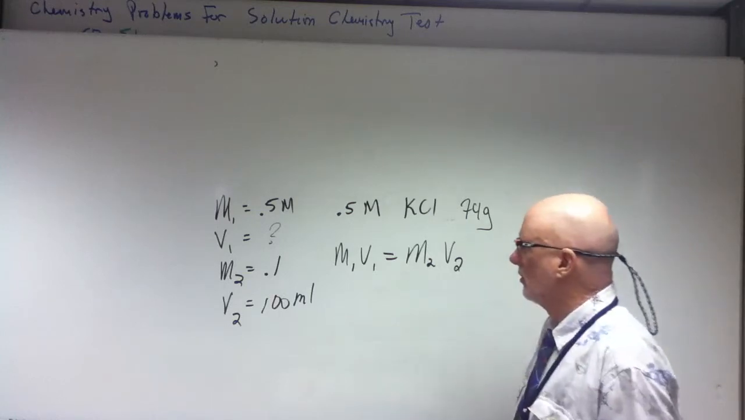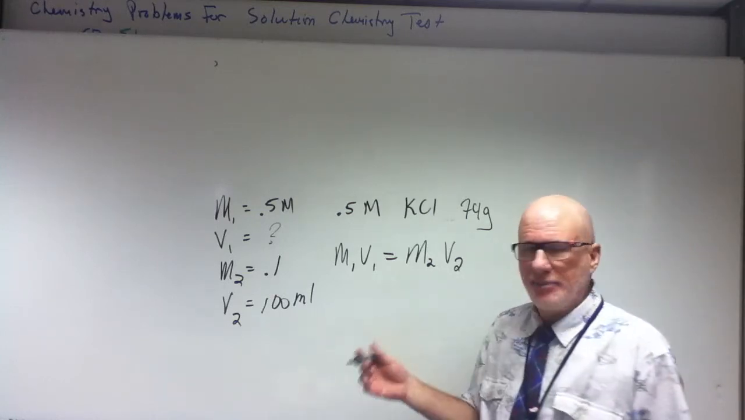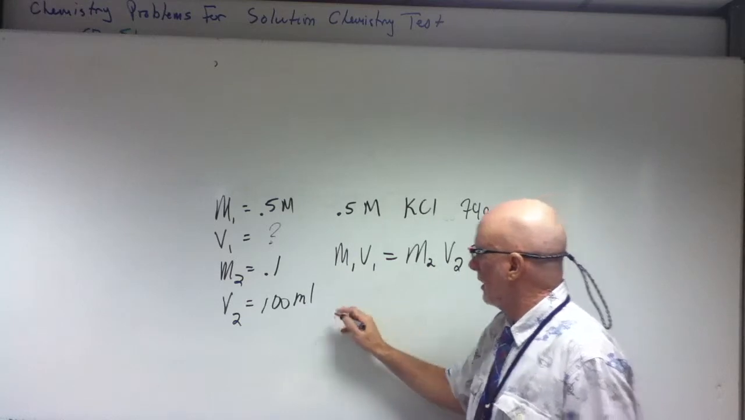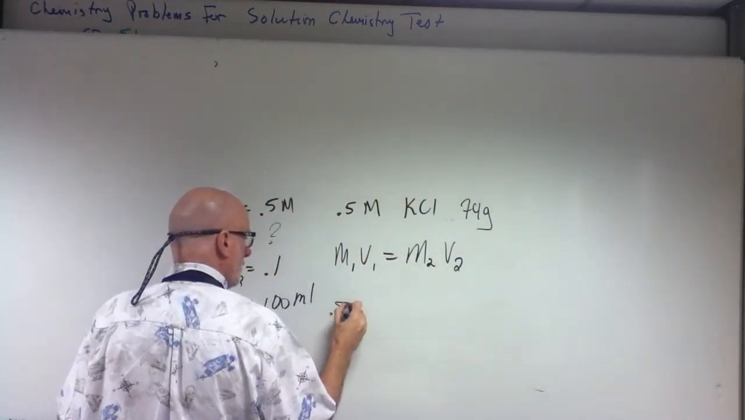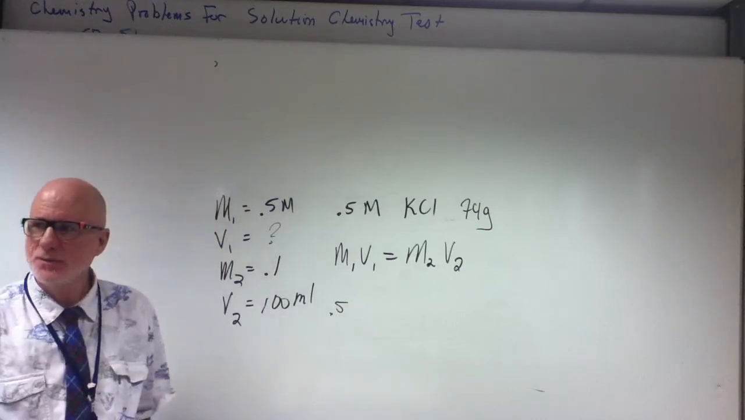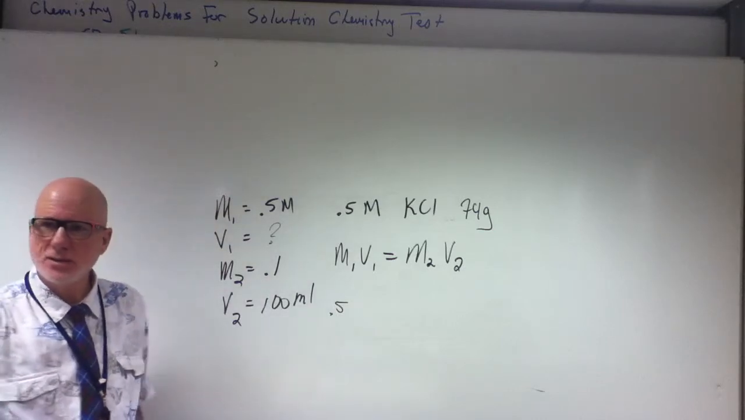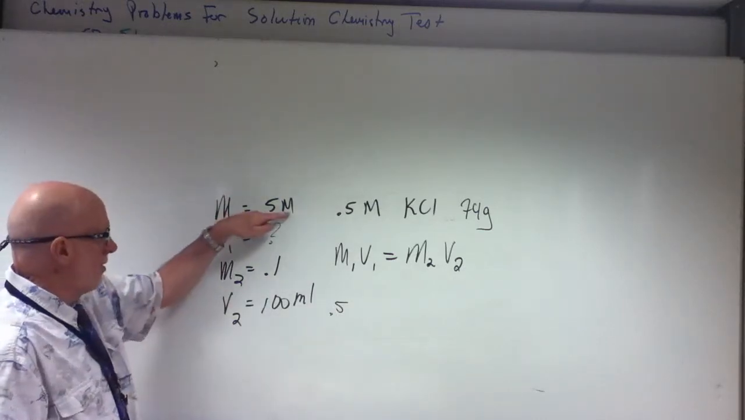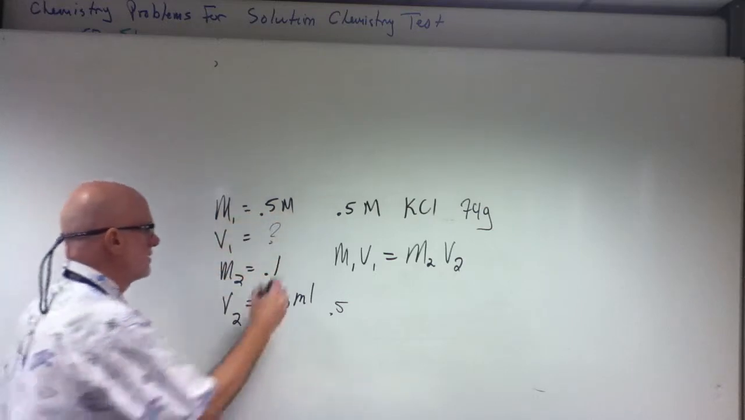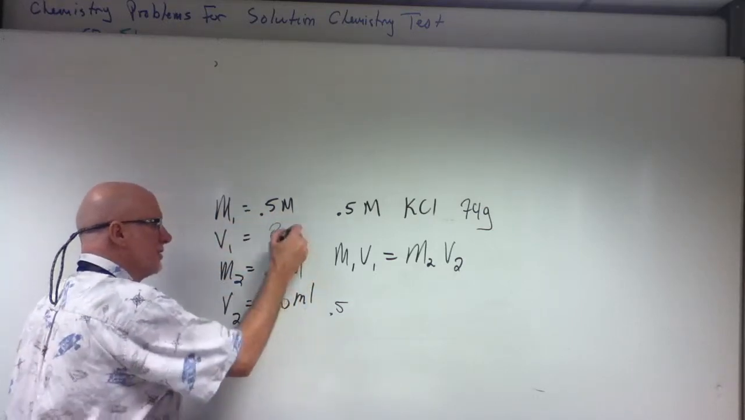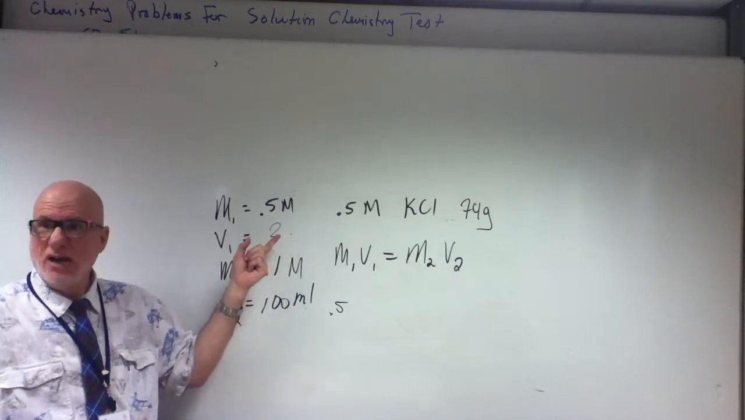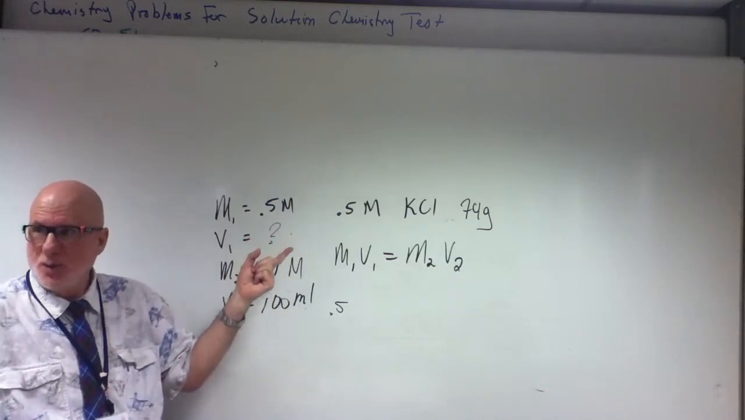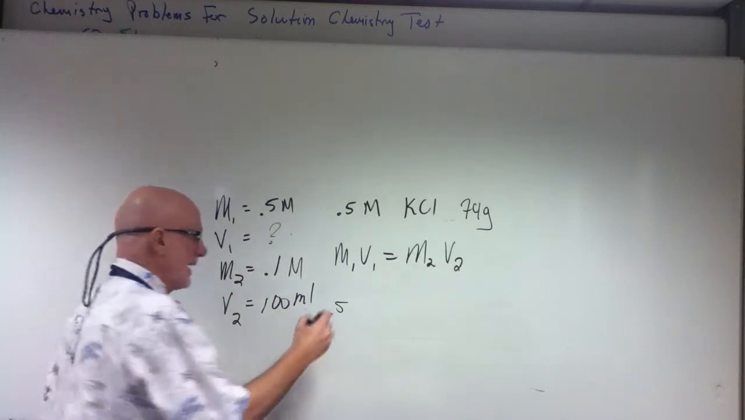Okay, good. So, what do I set up? I say 0.5. Can I leave off the unit labels? Yes? Yeah, because I have everything done. This is molarity, milliliters, milliliters. I'm going to calculate it in milliliters. Is that okay? Yeah, that's okay. All right, so I can leave off the unit label.